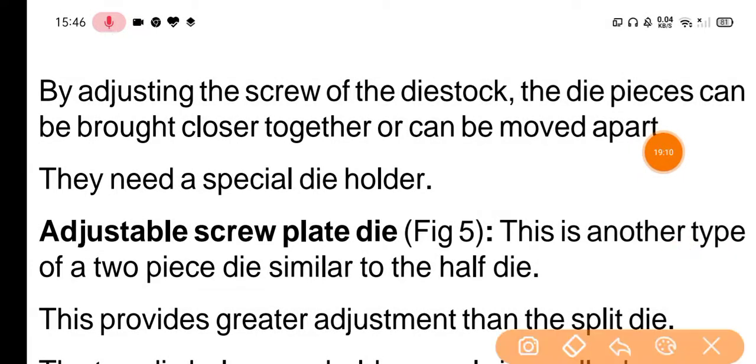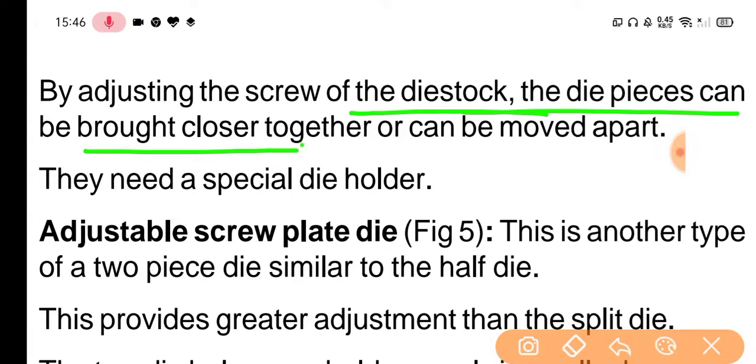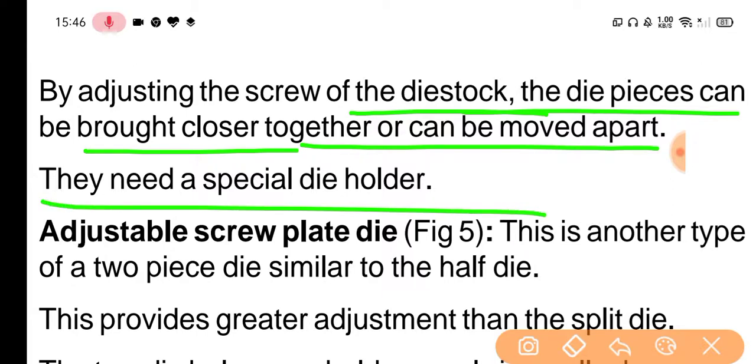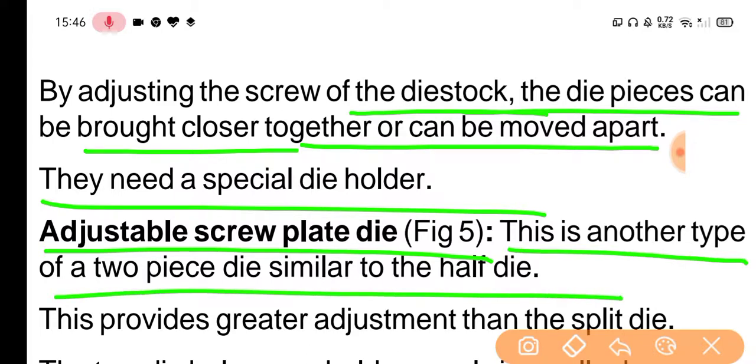By adjusting the screw of the die stock, the die pieces can be brought closer together or moved apart. They need a special die holder. Adjustable screw plate: this is another type of two-piece die similar to the half die. This provides greater adjustment than the split die.